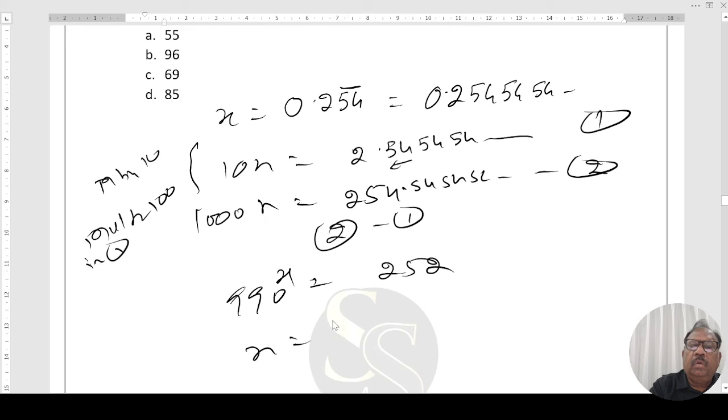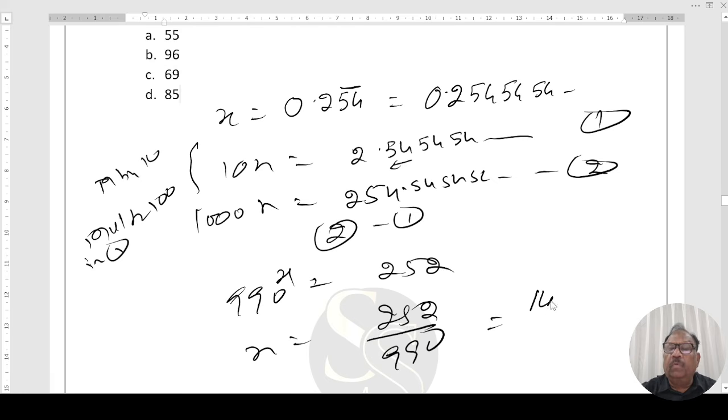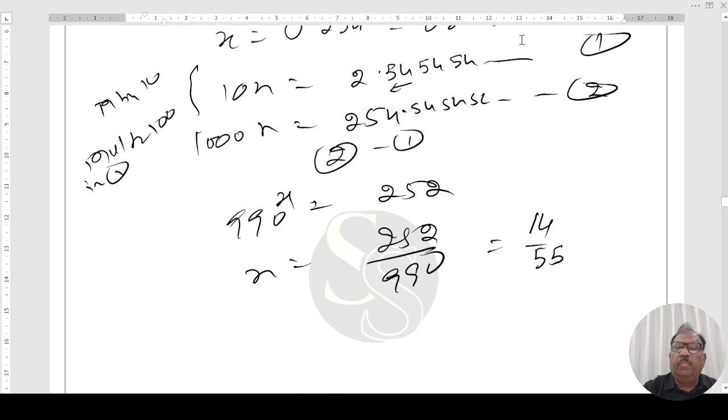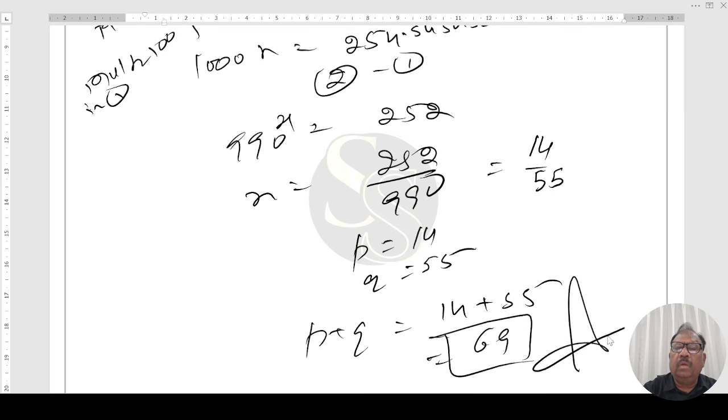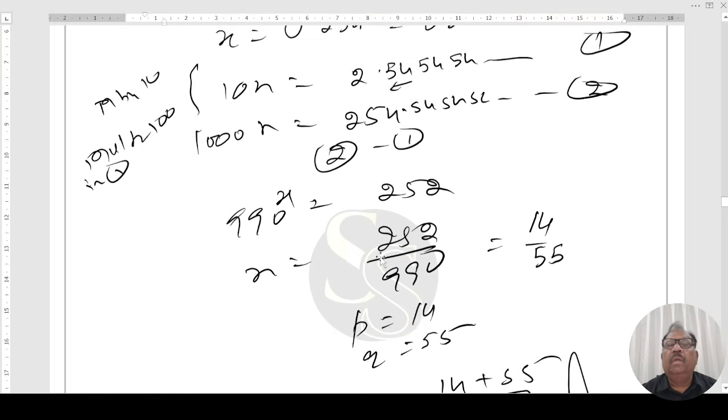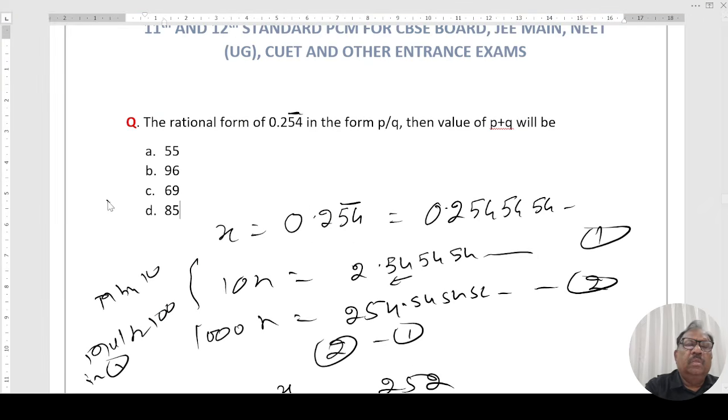990x comes out to be 252 divided by 990. Simplifying, this comes out to 14 by 55. Then P becomes 14, Q becomes 55. Therefore, P plus Q, 14 plus 55, that is 69. That is the answer. C is the correct answer.